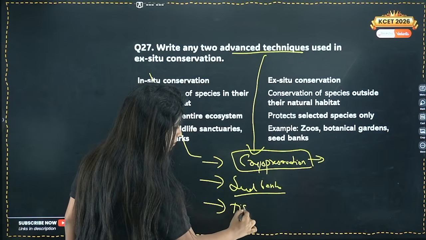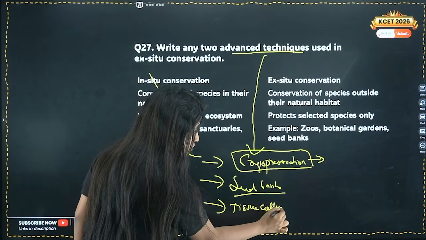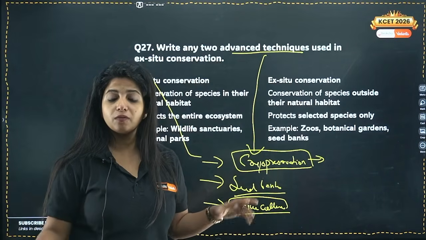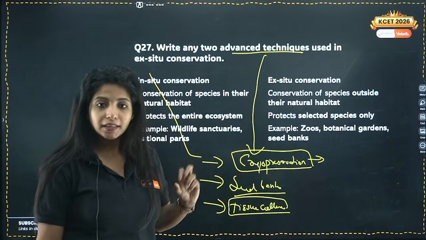You have tissue culture. Basically, again, plants which are soon going to die, I make a culture out of it. I do micro-propagation. Multiple plants are being formed with the help of tissue culture. This is another advanced technique.